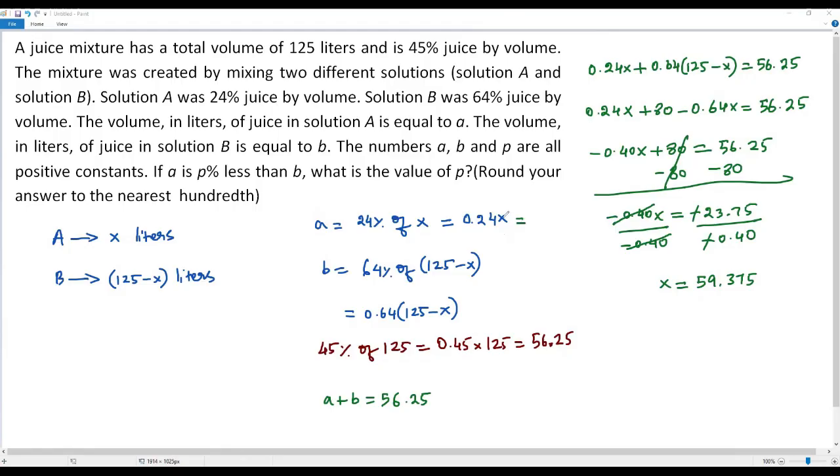Now we can plug in this value for x over here to get the value of A. When I plug in 59.375 for x and it is multiplied by 0.24, I am getting 14.25. Here I got the value of A, that is 14.25. Now we can plug in this value for A over here and solve for B in this equation. When I do so, I am getting B equals 42. Now I got the values of the constants A and B. Now we can use this information, that is A is a P percentage less than B, to find the value of P. Now let me erase the stuff and continue the problem.